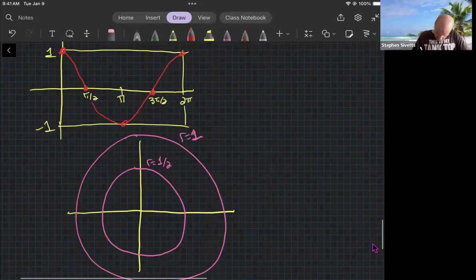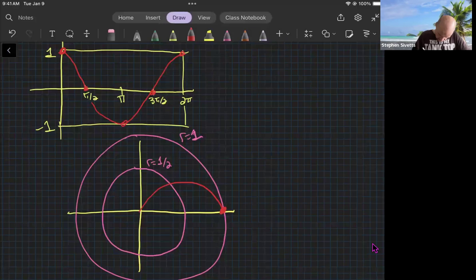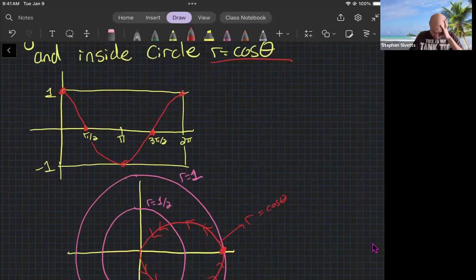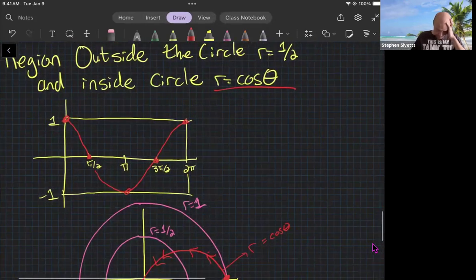And here is what cosine of theta looks like, right? 0 to pi over 2, we're going this way, right? Pi over 2 to pi, we're going this way, right? So you have to reflect off that point. So this is the graph r equals cosine theta, right? It should be a circle of radius 1.